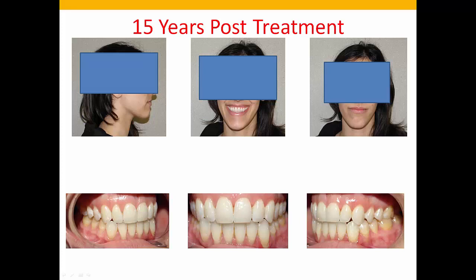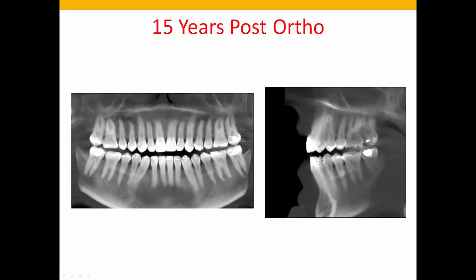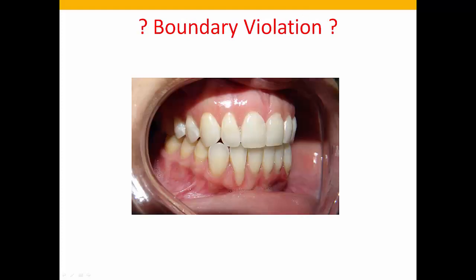This is a case that came in 15 years post-treatment. She came in because her lower fixed retainer was broken. If you take a look at the reconstructed pan and ceph, everything looks completely normal. If you were to trace that ceph, there would be nothing unusual. But if you look at her clinical photos, you can see that she has some generalized tissue stripping.